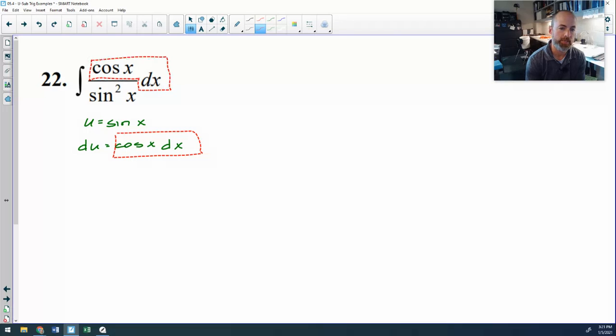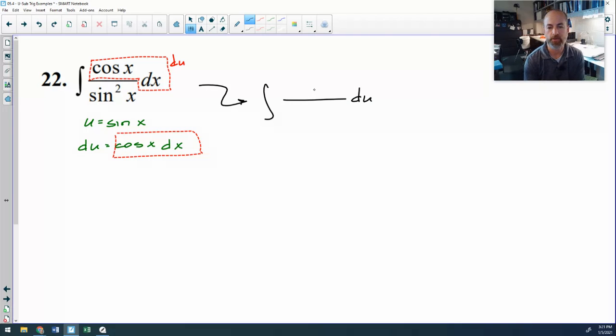I am able to identify the du if I choose sine x for u. So make sure whatever you choose for u, its derivative can be found in the problem. And if you can find its derivative, then you can go on with the substitution. So I'm going to substitute here, substituting the du first. So cosine x dx, that comes out. Du will take its place.